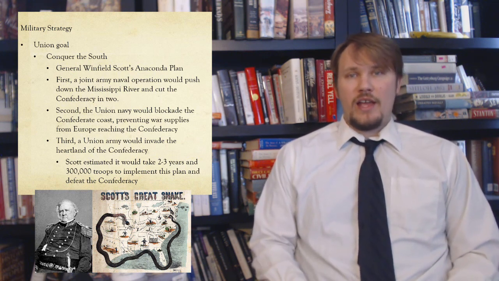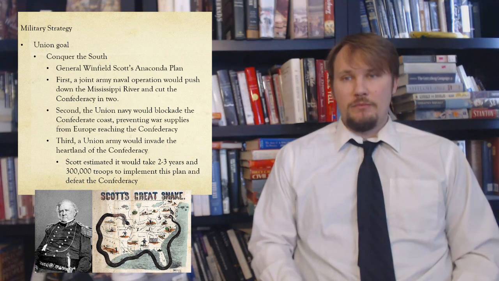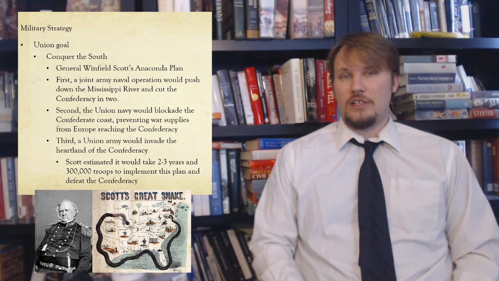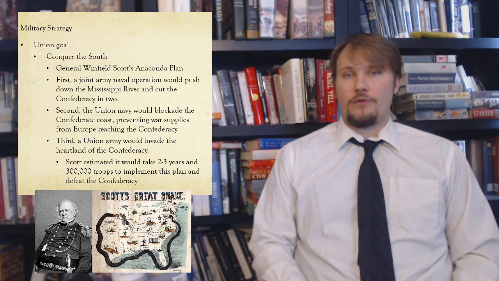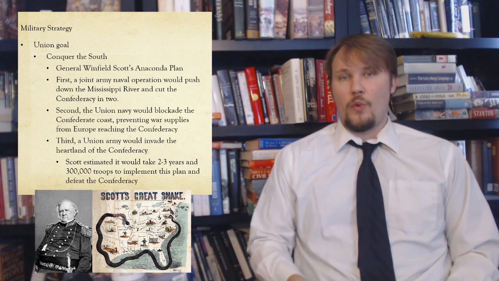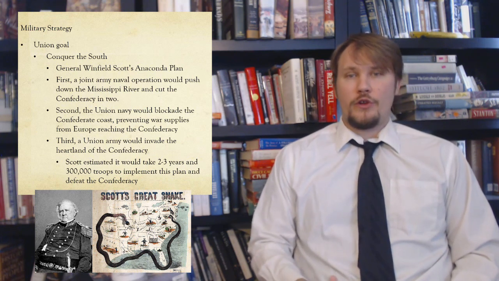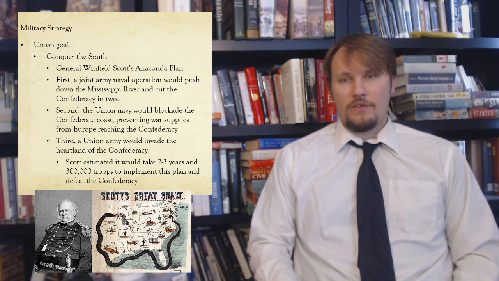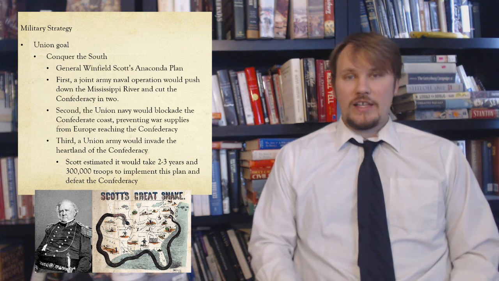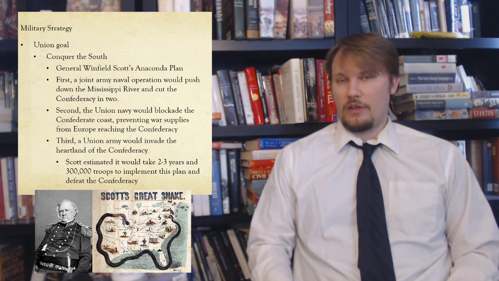Now, the Anaconda Plan had three phases. First, it called for a joint Army-naval operation that would push down the Mississippi River and cut the Confederacy in two. Second, it called for a Union blockade of the Confederate coast, which would prevent war supplies from Europe reaching the Confederacy. And third, it called for a Union army to invade the heartland of the Confederacy. Scott estimated that this army would be 300,000 men, and it would take 2 to 3 years to conquer the Confederacy.